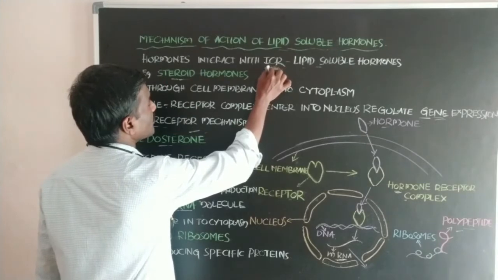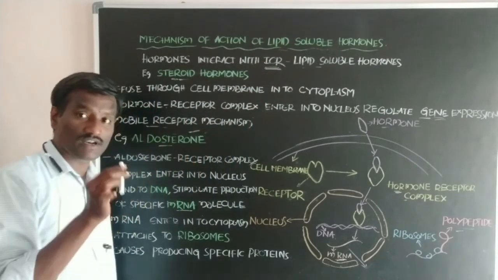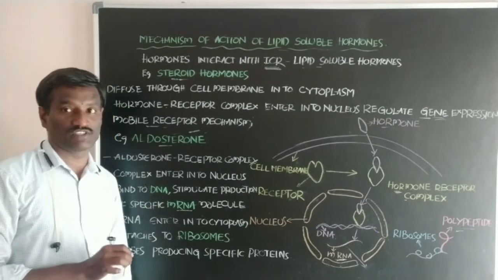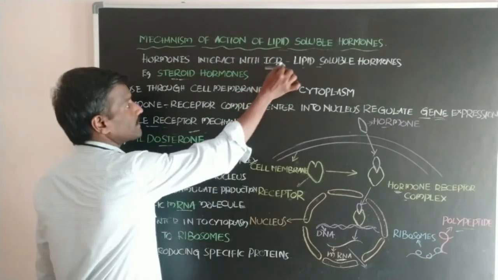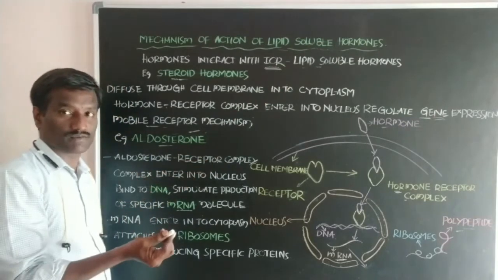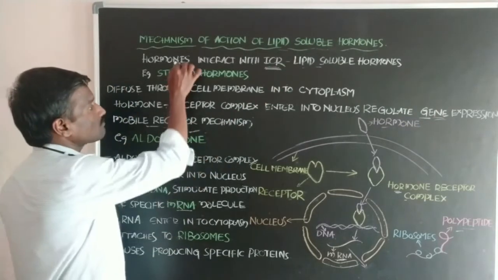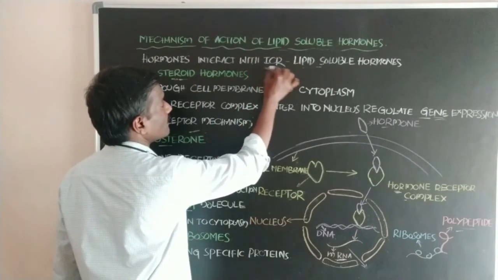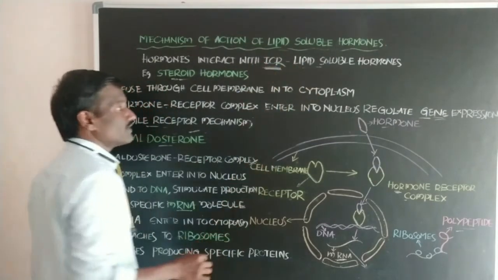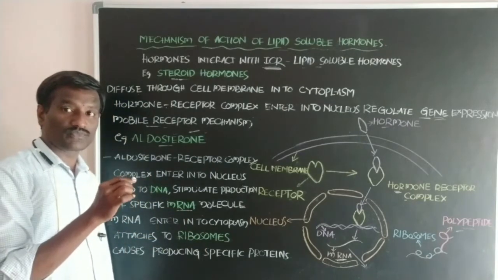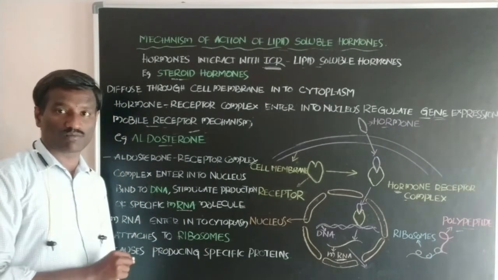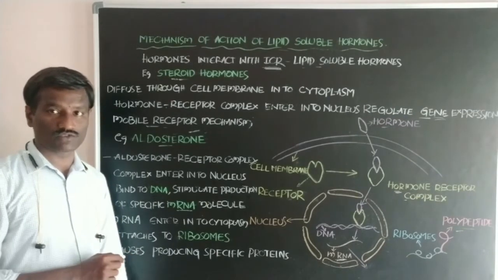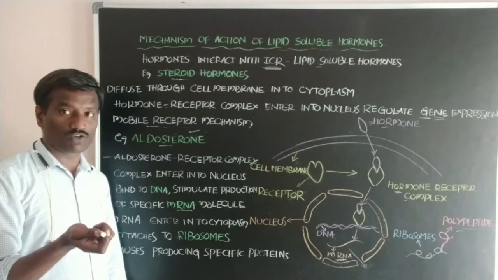Other hormones interact with the intracellular receptors. Receptors present in the inner part of the cell are called intracellular receptors. Hormones which interact with the intracellular receptors are lipid soluble hormones, students. Which are the lipid soluble hormones?